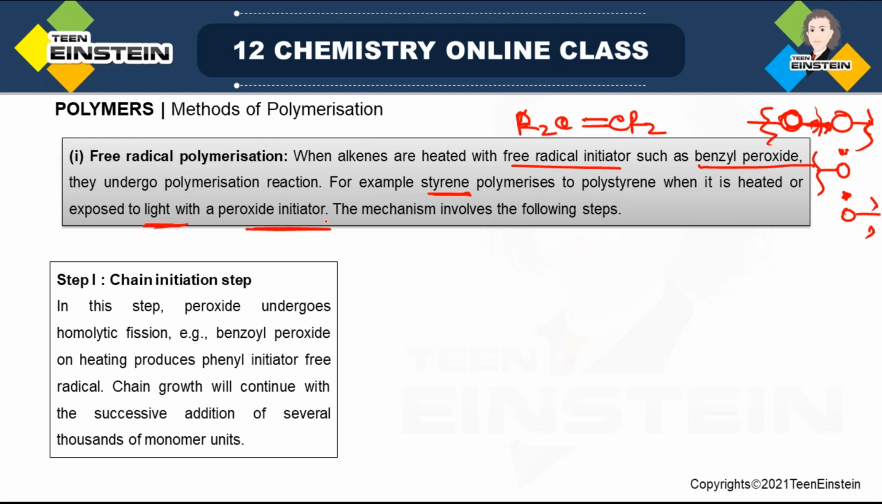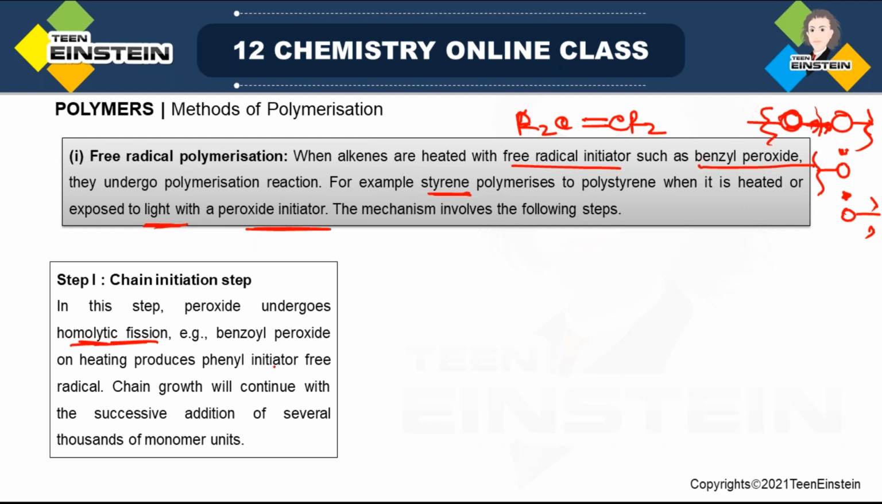So in the radical initiator, when it is heated or exposed to light, the heat should be very high here, because we are breaking this bond, leaving an odd electron over each oxygen. So first the peroxide undergoes homolytic fission. Homolytic means the fission after which there is a single electron present over each atom. It is not that it is O plus and O minus. So it is homolytic fission, not heterolytic.